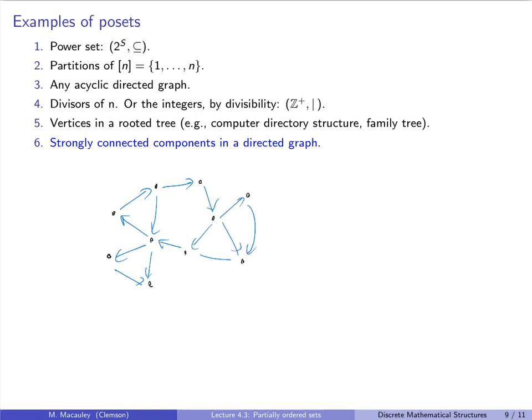Okay, so maybe something like this. Let me make that a double edge. Okay, so here's our example. A strongly connected component is a maximal subset of vertices such that you can get from any one vertex to any other vertex via a directed path.